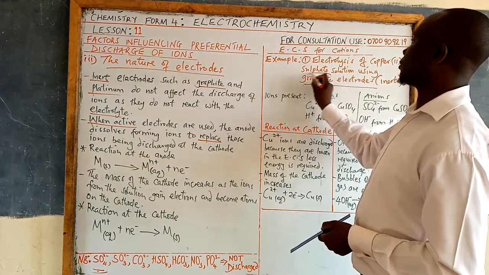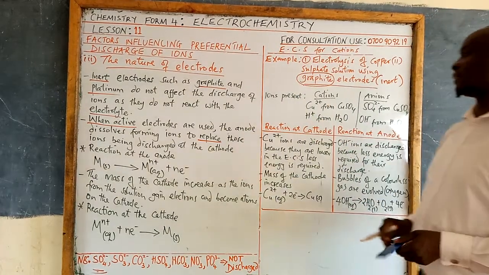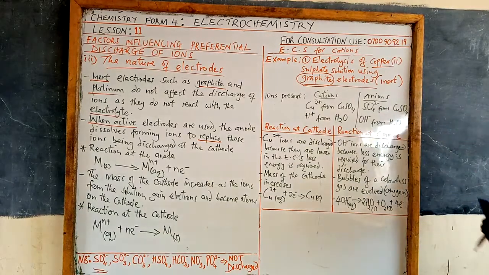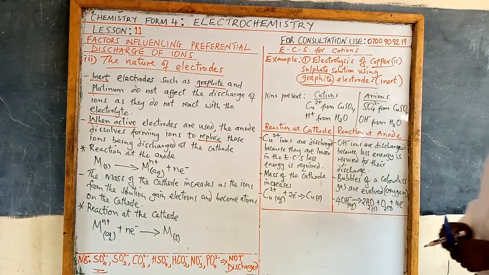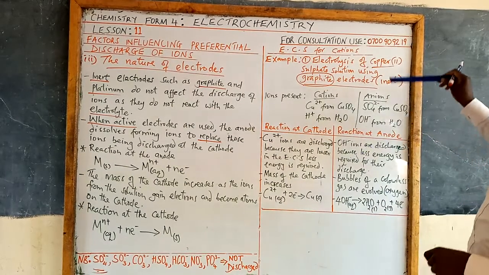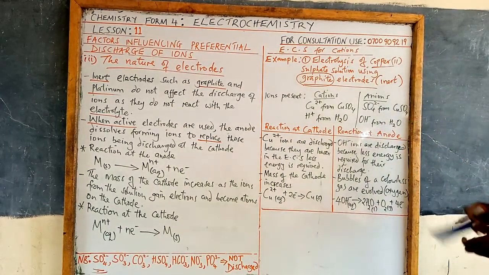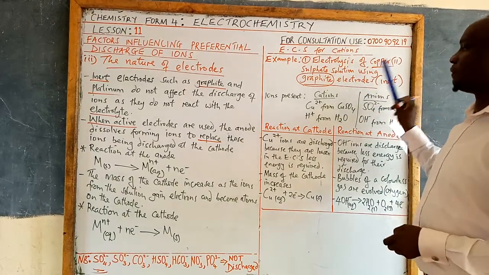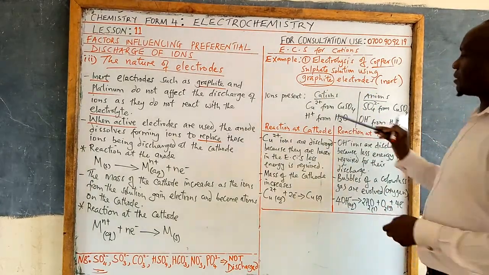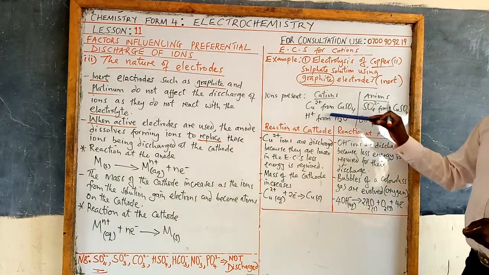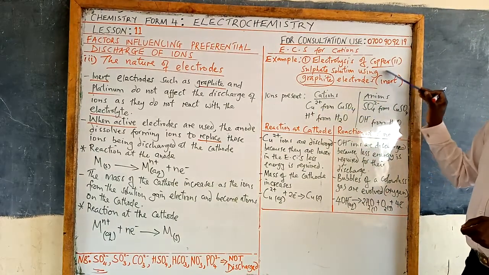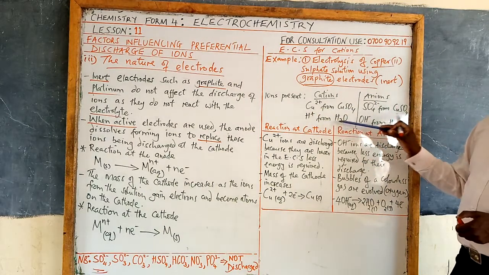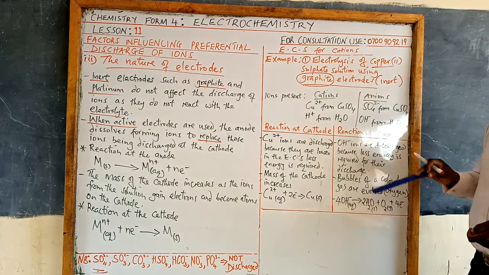So in this case, let's look at the inert electrodes first. Let's analyze the ions present in this copper 2 sulfate solution. We have copper 2 ions, which come from the copper 2 sulfate. We have the hydrogen ions, which come from water, as I've been explaining. When water dissociates, it forms hydrogen ions and hydroxide ions.